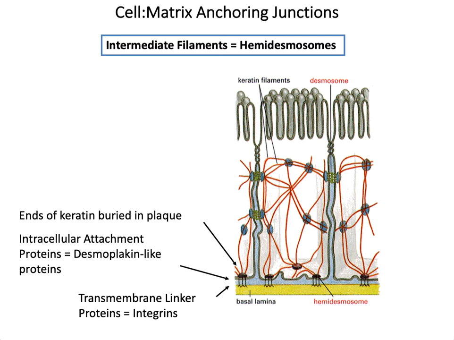When cells interact with the matrix through intermediate filaments, the anchoring junctions are known as hemidesmosomes. In this case, the transmembrane linker protein is integrin, just like for focal contacts, and the intracellular attachment proteins are related to desmoplakin. They are very similar, homologous to the desmoplakin that we just saw in desmosomes, so they are desmoplakin-like proteins. And here you can see the ends of the intermediate filaments that are buried in the plaque protein.